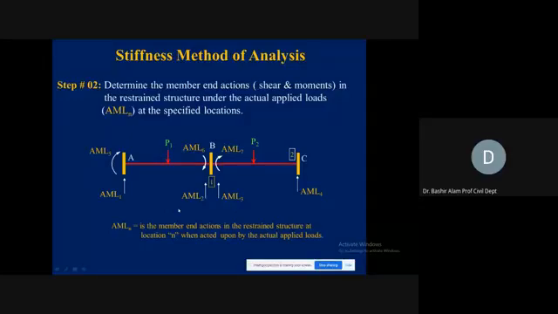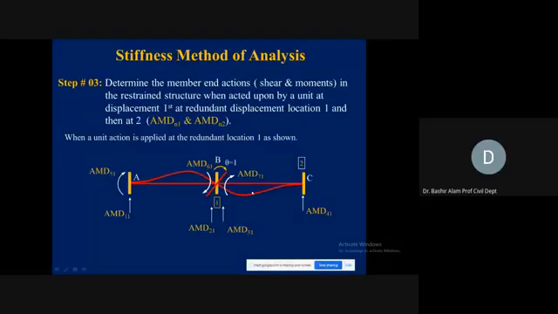So determine the member end actions, which are shear and moments, in the restrained structure under the actually applied loads. We need to find from there AML1, AML2, AML3 as we did in the flexibility method. So these are all the corresponding values for the AM's.